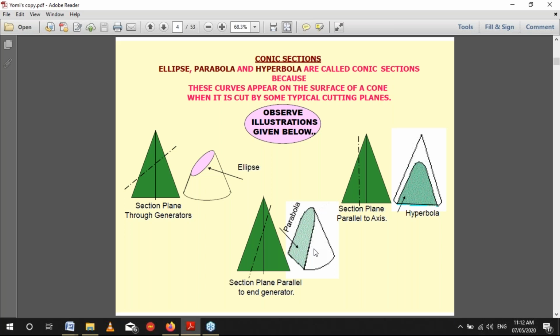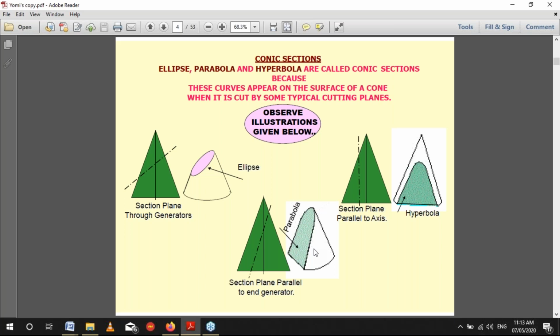So when these are cut, they are conic because the curves appear on the surface of a cone when it is cut by a typical cutting plane. So this is why we call them conic sections. Remember, ellipse, parabola, and hyperbola are called conic sections because these curves appear on the surface of a cone when it is cut by some typical cutting plane.